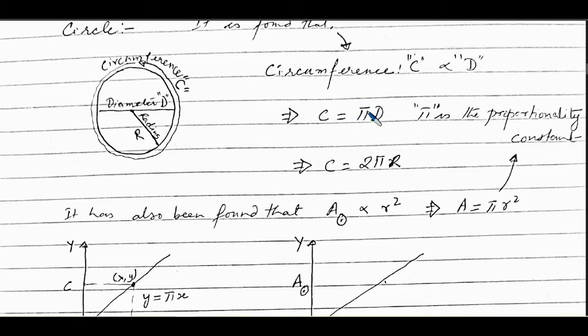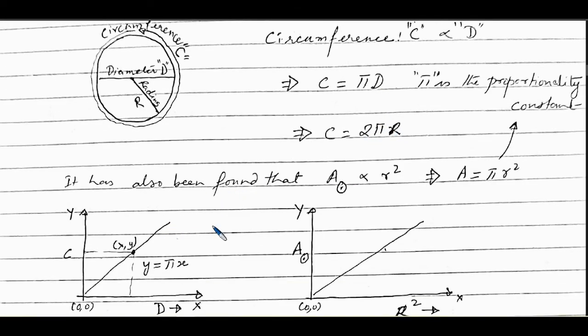So this pi is a proportionality constant, and for circumference, this is d, d is twice r. So circumference can be written as twice pi r or pi into d. Okay, because d is 2r, no? So I have written here 2r.